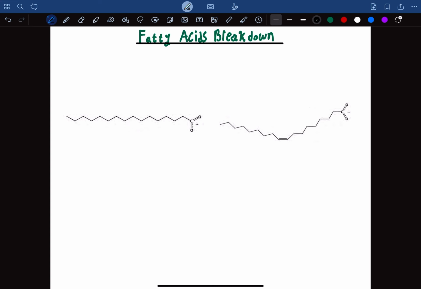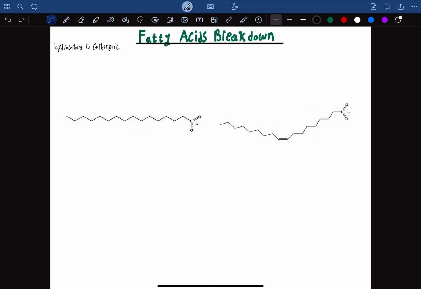So firstly, what is a fatty acid? They are a bunch of hydrocarbons linked together with a carboxylic head group. So you can see here, this is a long hydrocarbon chain, and this is the carboxylic head group.